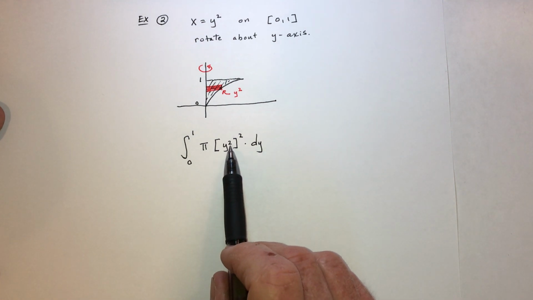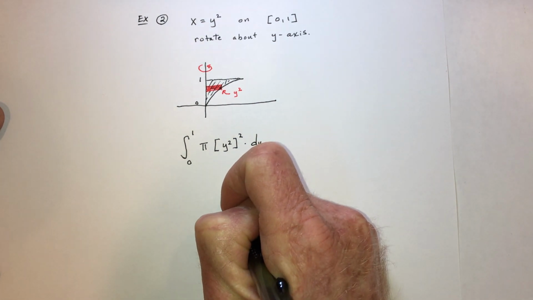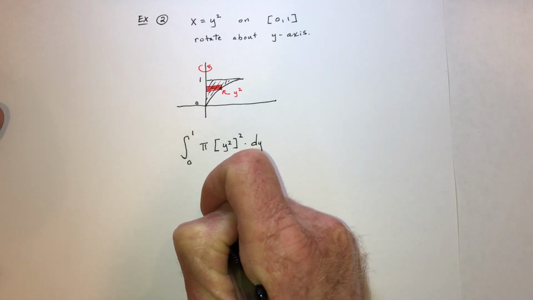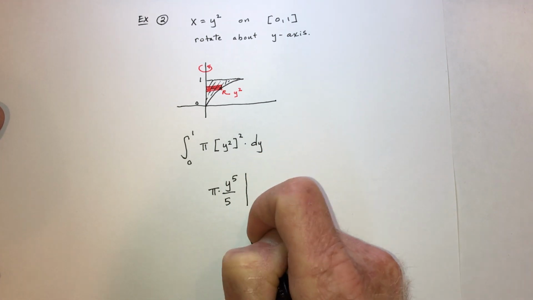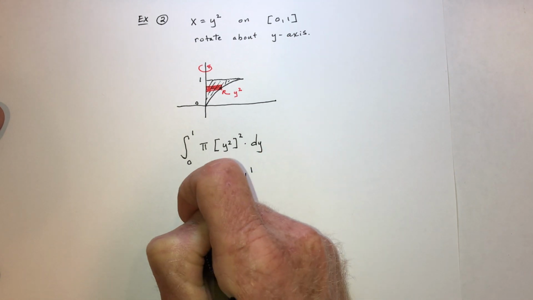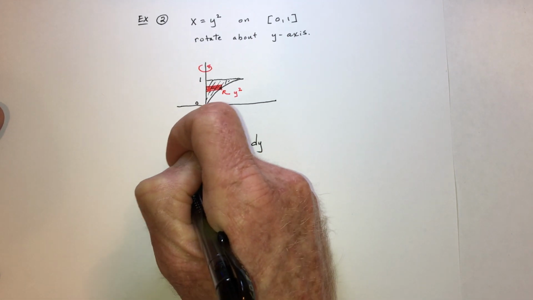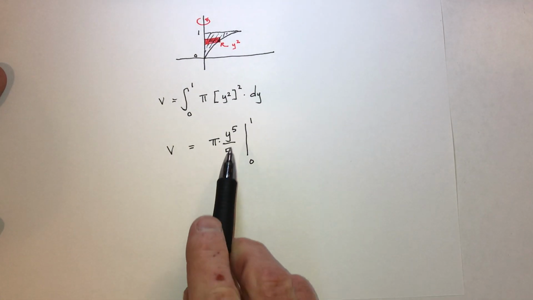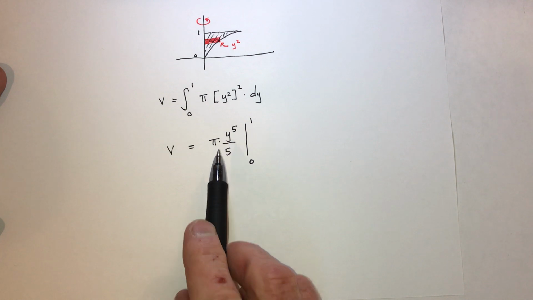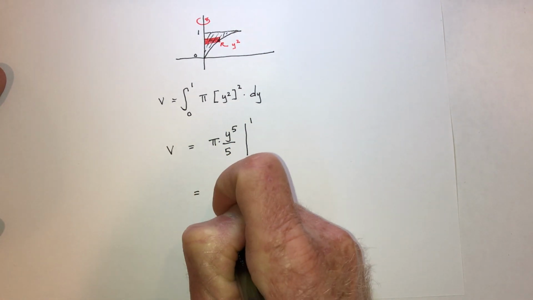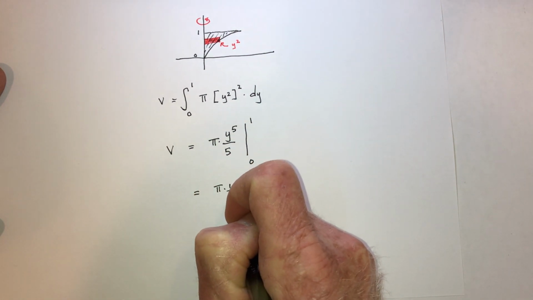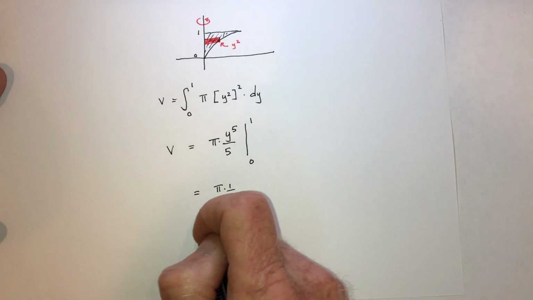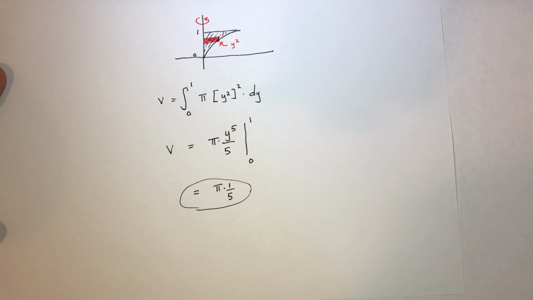So this will be y to the 4th. The antiderivative of y to the 4th will be y to the 5 over 5. The pi will stay there. And then evaluate from 0 to 1. So when you substitute a 1 in for this y, that's going to be 1/5. And when you substitute the 0, that's going to be 0. So the final answer is pi over 5.